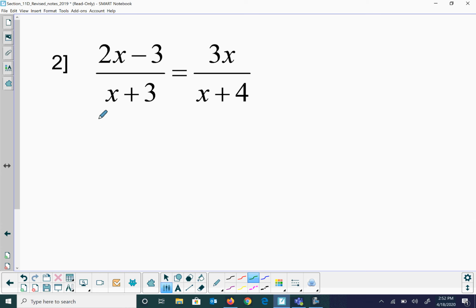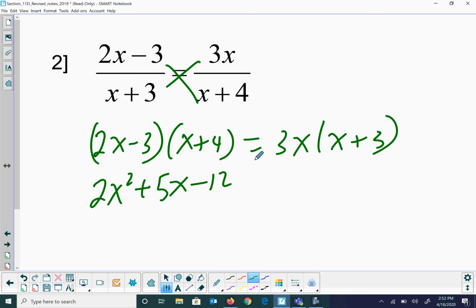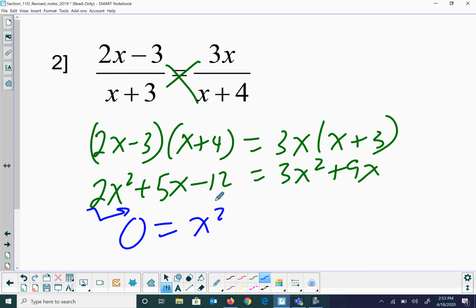Okay, again, two fractions equal to each other. So cross multiply. So I get 2x squared plus 8x minus, that's plus 5x minus 12 equals 3x squared plus 9x. And let's move everything over to this other side, so 0. So if I subtract that, it gives me x squared. If I subtract that, that gives me a plus 4x. If I add that, then I get plus 12.